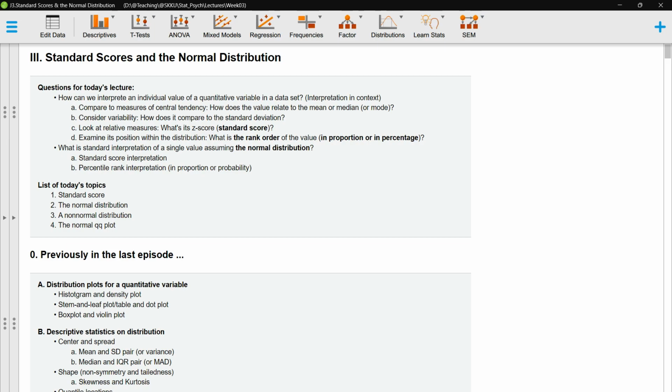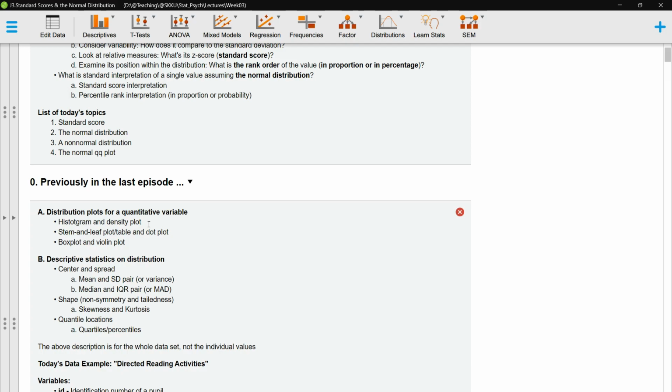And so today's topics, we have 4 topics. The first one is the standard score, then the normal distribution, the non-normal distribution, and the QQ plot for the normal distribution. So we will discuss each topic one by one.